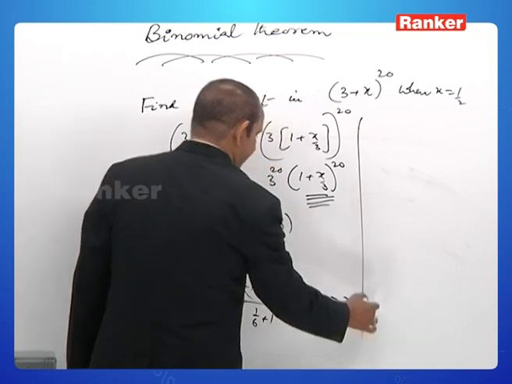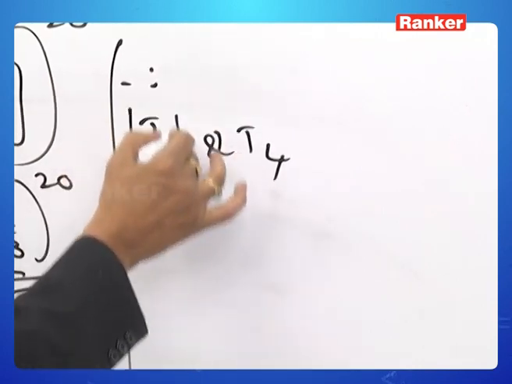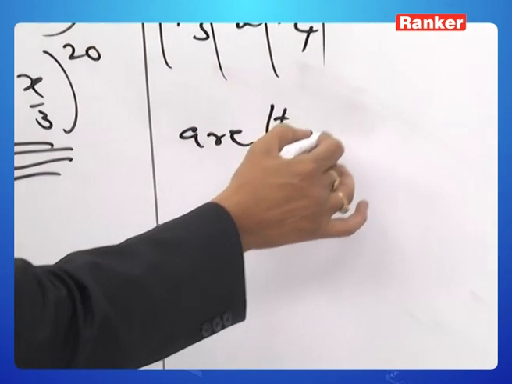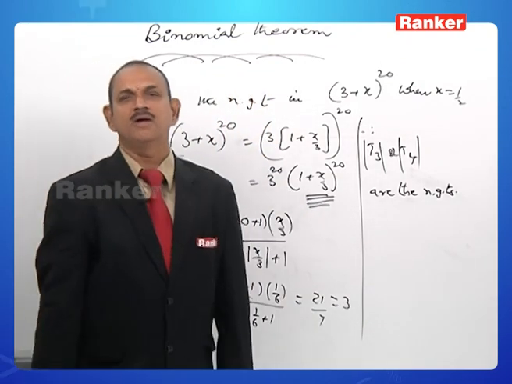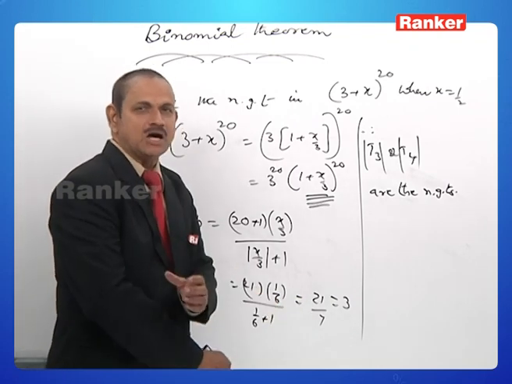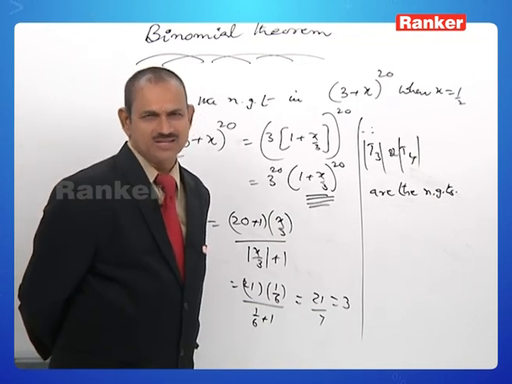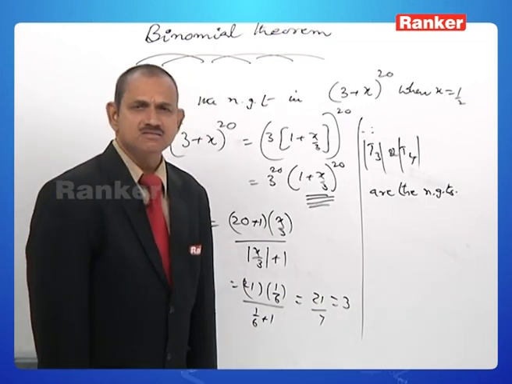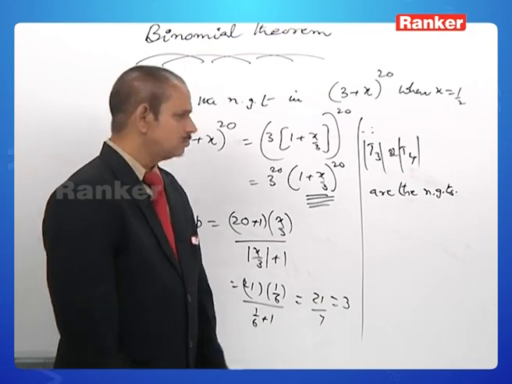Therefore, what are the NGTs? Therefore, T3 and T4. Of course, mod T3 and mod T4 are the two NGTs. NGT in the sense, numerically greatest terms. Well, we could have traced the place or places at which we can find those terms which are numerically greatest. What are the places? Third place and fourth place.